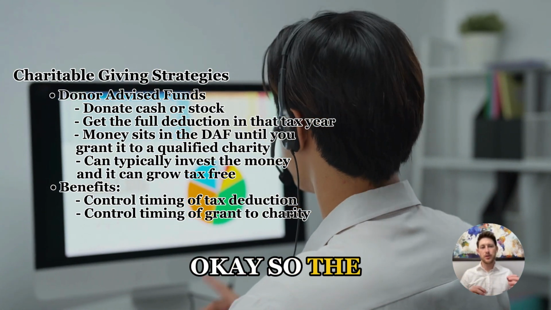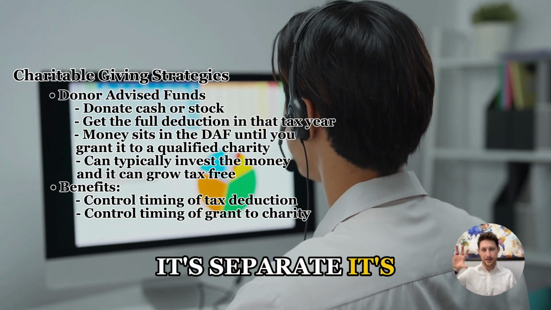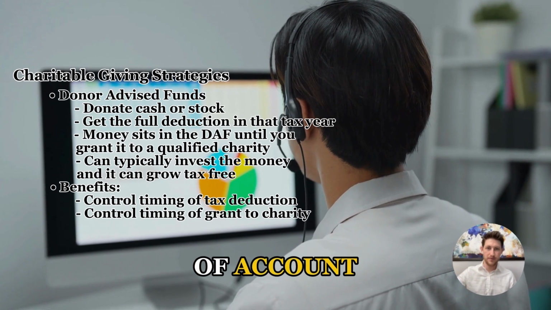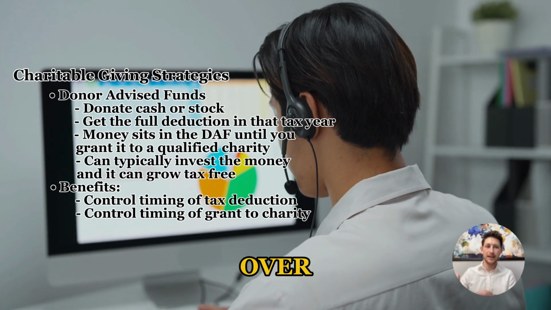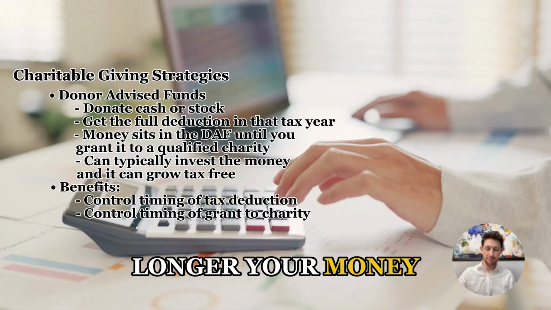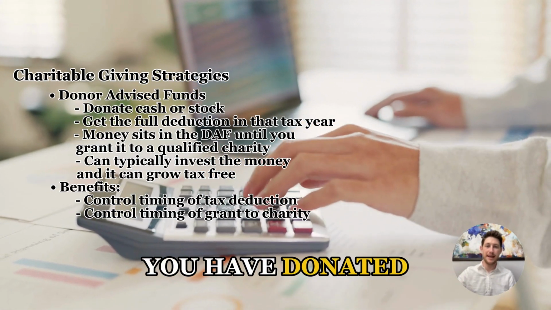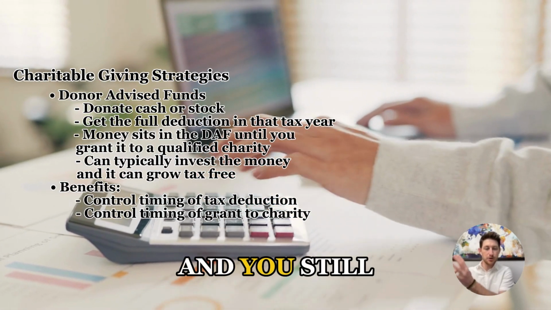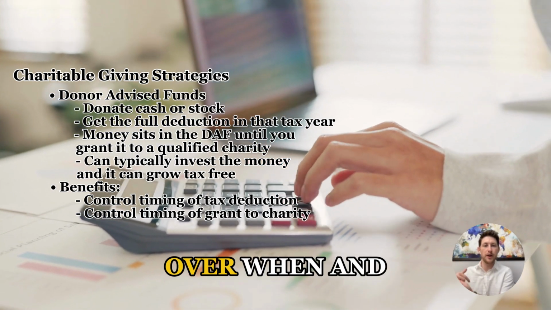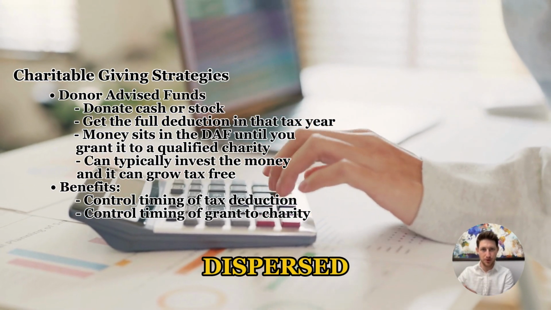So the way these work is, again, it's separate. It's a special type of account. So once you donate the money over, it is no longer your money. For tax purposes, you have donated that money. But it sits here and you still have some type of control over when and how it is dispersed.